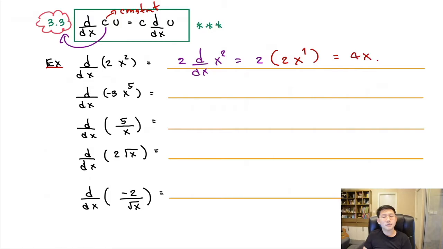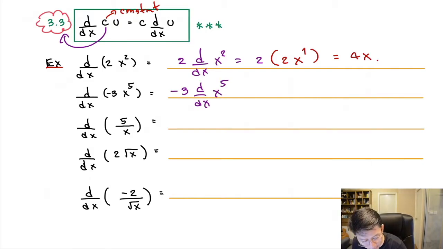Make sense? The next one is the same. I'll just pull minus 3 out, and it will be the derivative of x to the power of 5, and that is actually minus 15x to the power of 4.